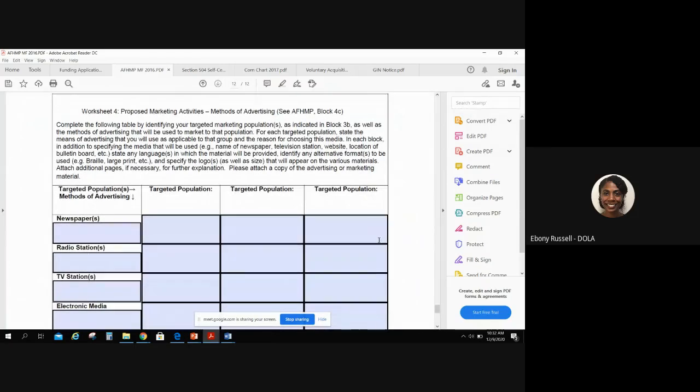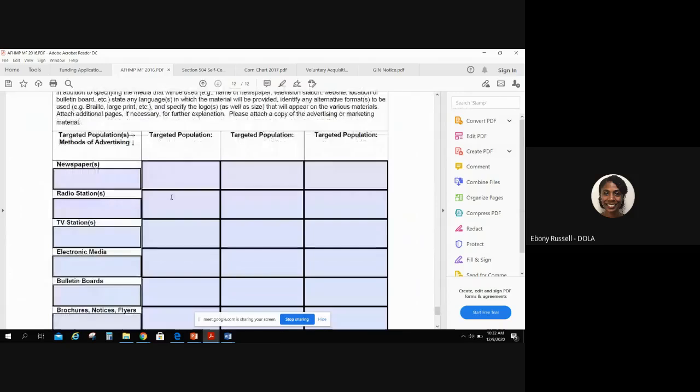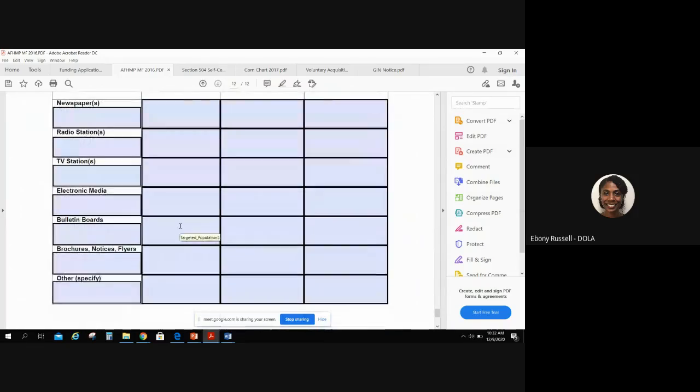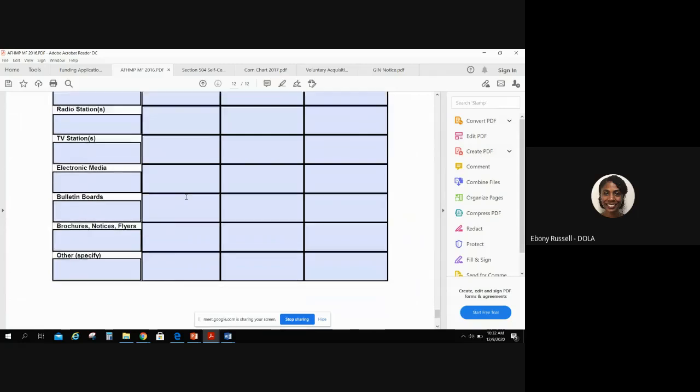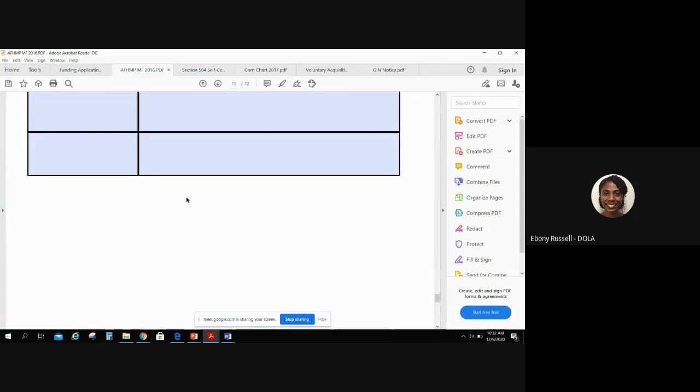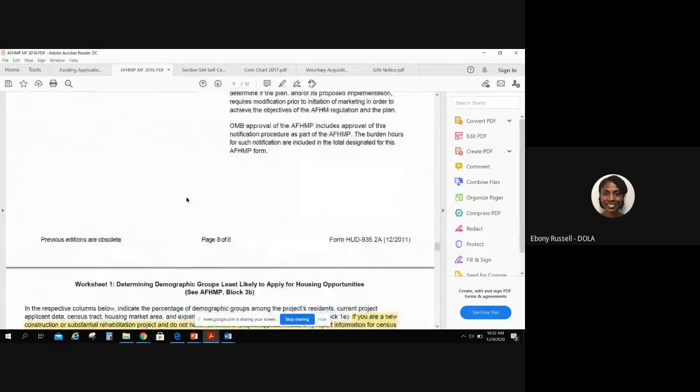So your marketing activities, you can document that here, saying how you marketed to individuals. And then again, if you notice that you're not attracting the preferred or the least likely to apply residents, then you can go back and see how you marketed before and how you'd like to change that. Up here is the evaluation of that.